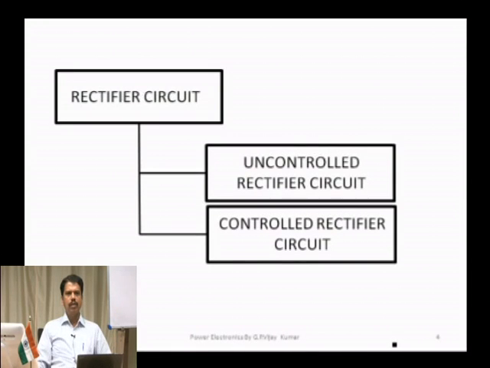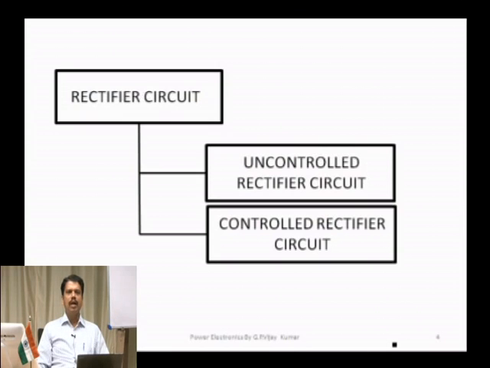In an uncontrolled rectifier circuit, we have no control over the output voltage. We cannot vary the output voltage. In the uncontrolled rectifier circuit, we use the circuit element as a diode. This is what I explained in the first class. The diode is an uncontrolled device where you do not have any control on turn on and turn off. So, using an uncontrolled rectifier circuit, your output voltage will be fixed. You can't vary its output voltage.